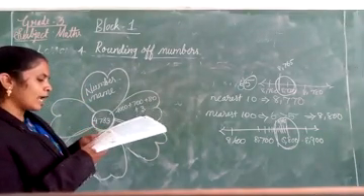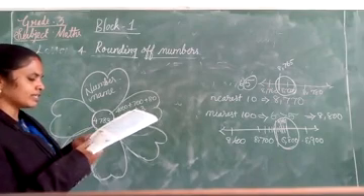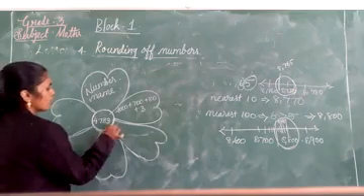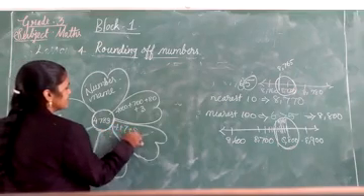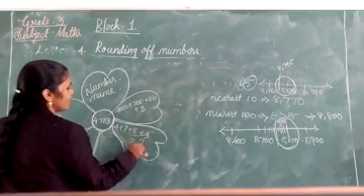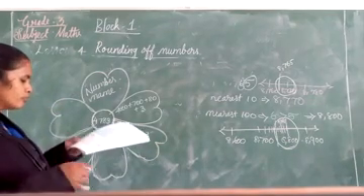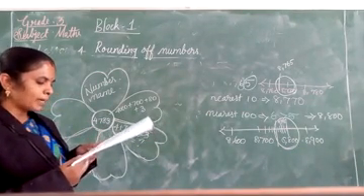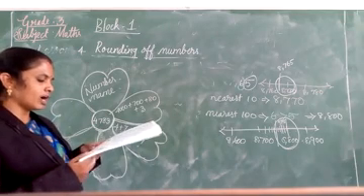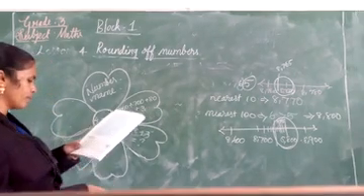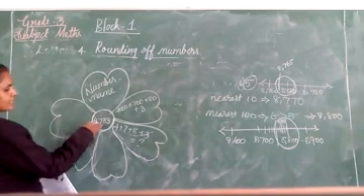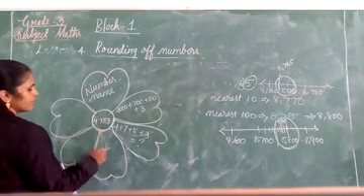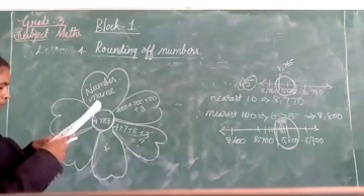Next, the value of all the digits on the third petal. Value of all the digits, that is 4 plus 7 plus 8 plus 3. What is that value? Value of all the digits on the third petal. Next, the place of all the digits on the fourth petal. What are the places there? Ones, tens, hundreds and thousands. The place value will be here.